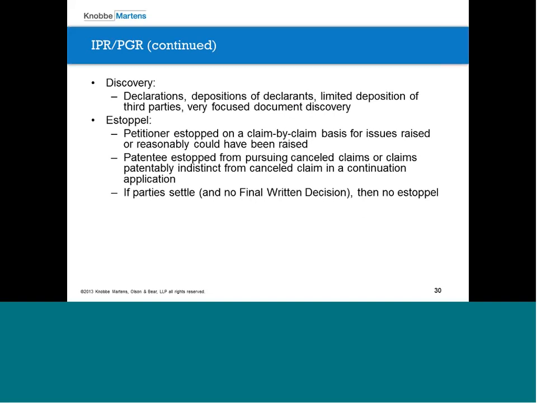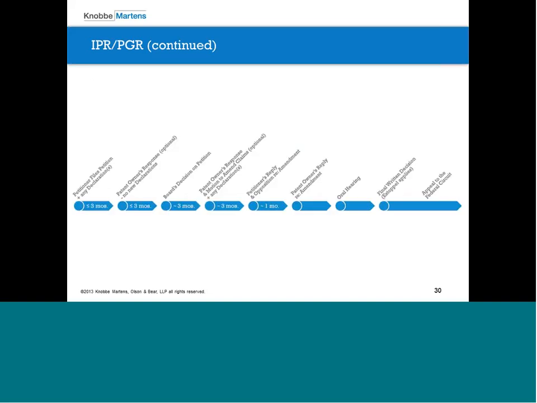Estoppel is one of the more interesting aspects of IPR and PGR. There is the petitioner estoppel, which is on a claim-by-claim basis for any issue that was raised or reasonably could have been raised. There's also a patentee estoppel, which I mentioned earlier, and that's basically going to stop the patentee from pursuing any claim that they canceled or a claim that's patently indistinct. One item to keep in mind, though, is that estoppel doesn't apply unless there's a final written decision, and so if the parties settle, you can avoid estoppel on both sides.